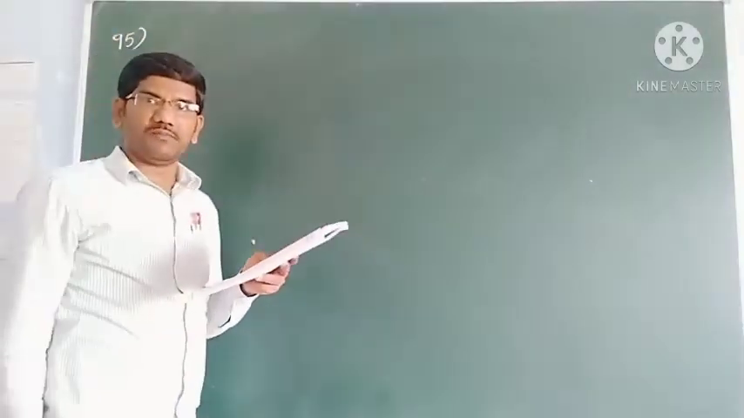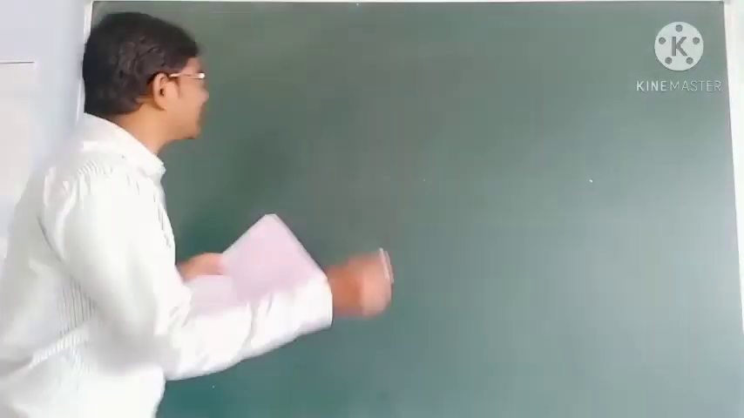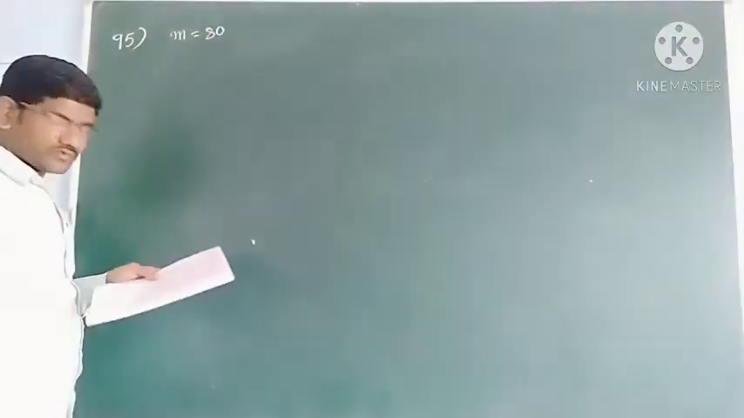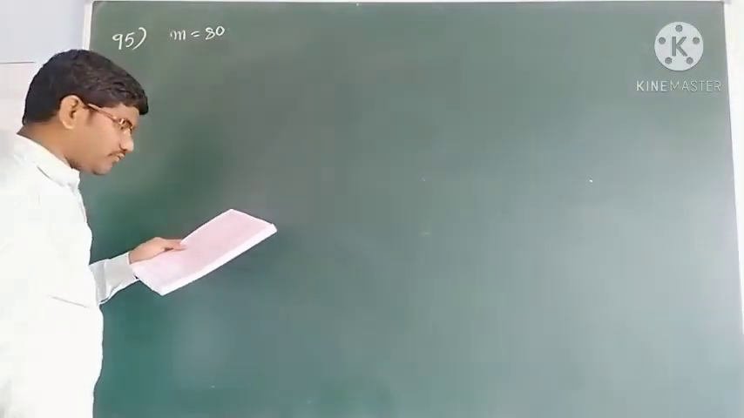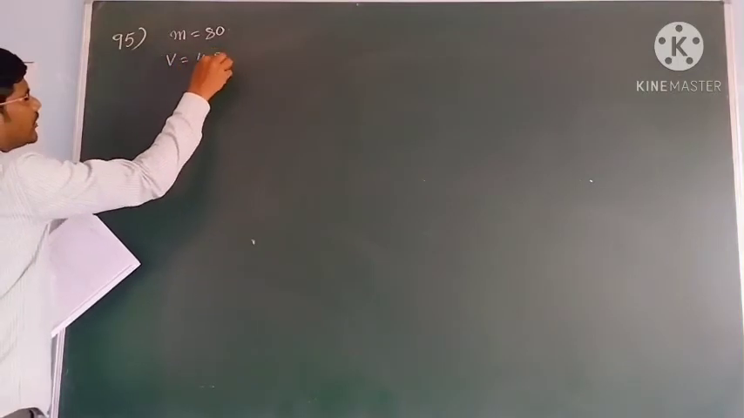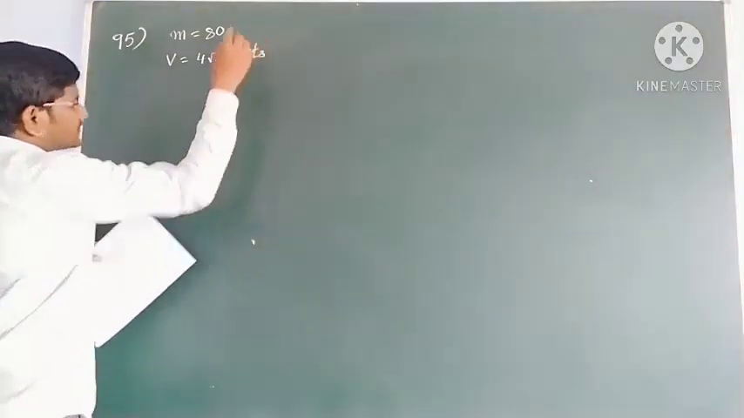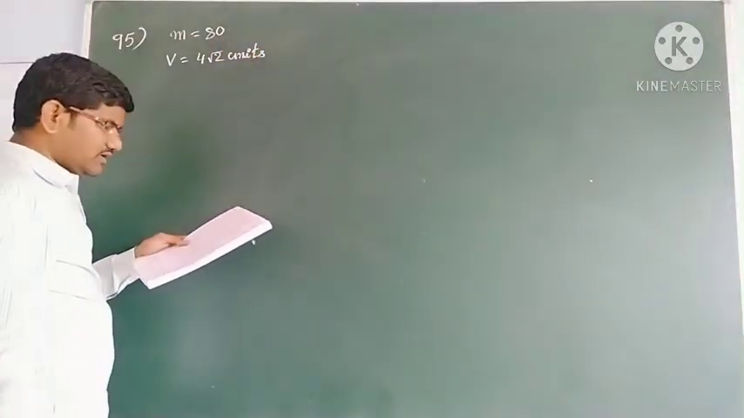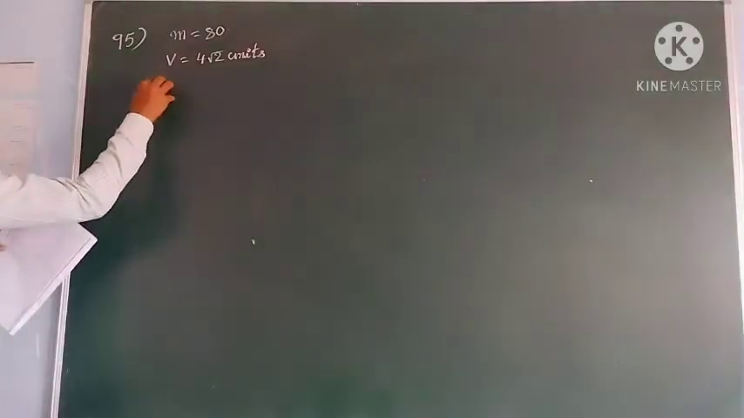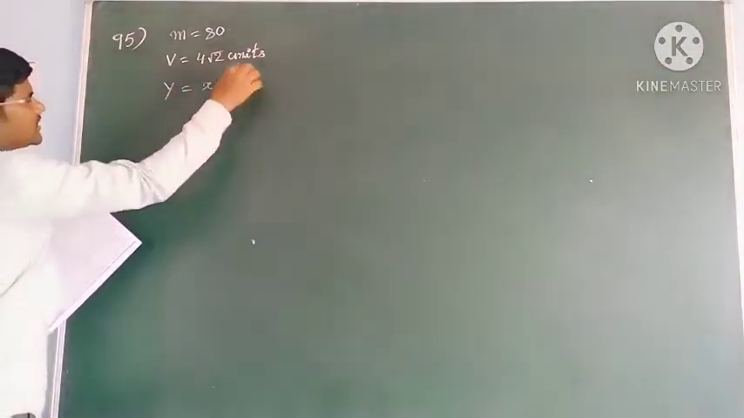A particle of mass 80 units is moving with a uniform speed of 4 root 2 meters per second. So the mass of the particle is given as 80, and it is moving with a speed of 4 root 2 units. V is equal to 4 into root 2 units. Okay, students, and it is moving in the xy plane along the line y is equal to x plus 5.